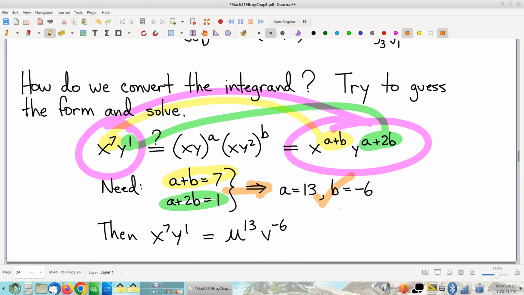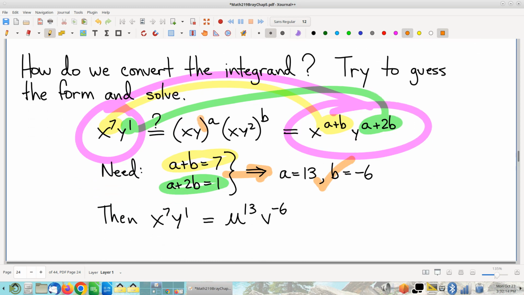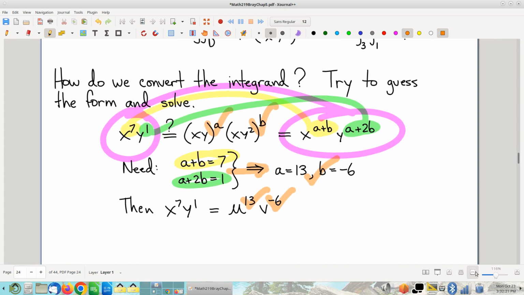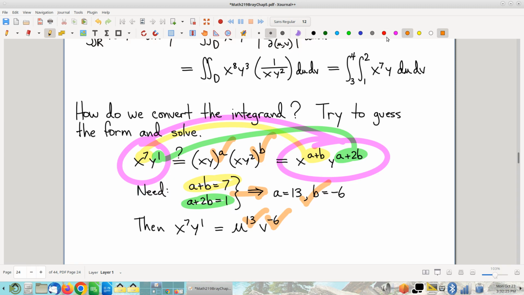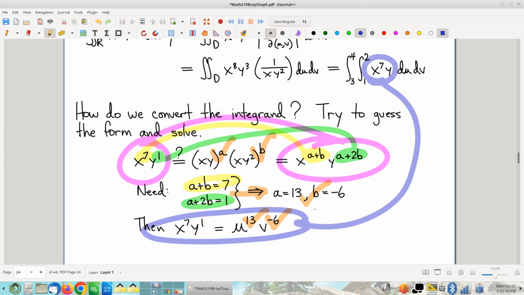So now you know a and b, and once you know a and b, then you have what you need, which is how to rewrite x to the 7th y in terms of u and v. Everybody happy? All right. A little bit ugly, but that's what you've got to deal with.